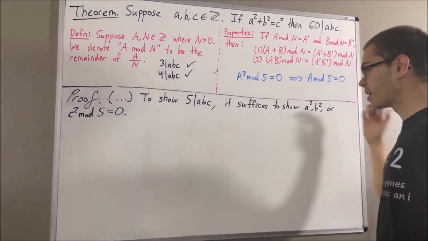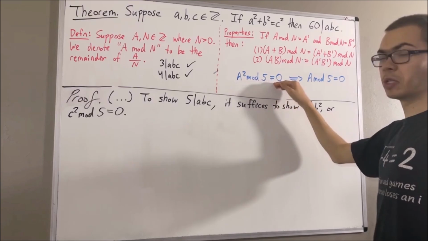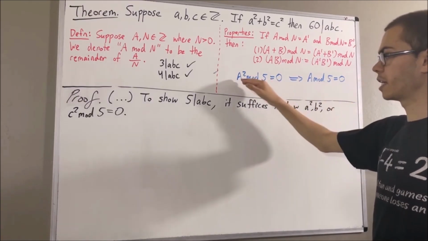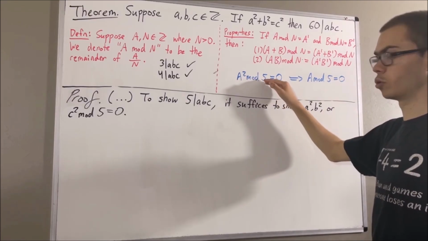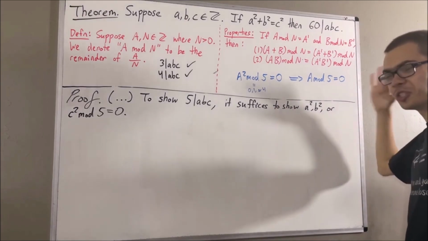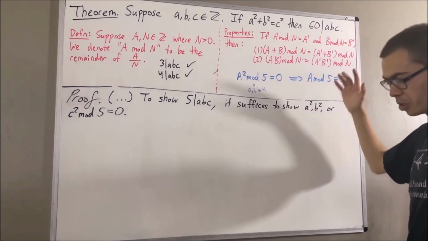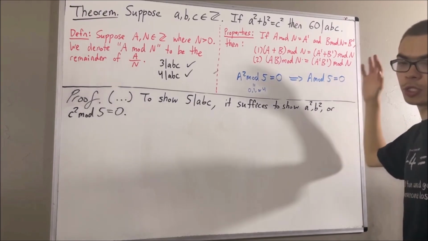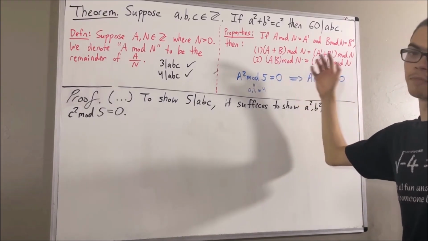Given any integer a, if a squared mod 5 equals 0, then a mod 5 equals 0. And also, it turns out any integer squared mod 5 is equal to 0, 1, or 4. I don't usually do this in videos, but I'll leave it up to you to show that this is true. It's really similar to the result that we looked at for mod 3 and mod 8.